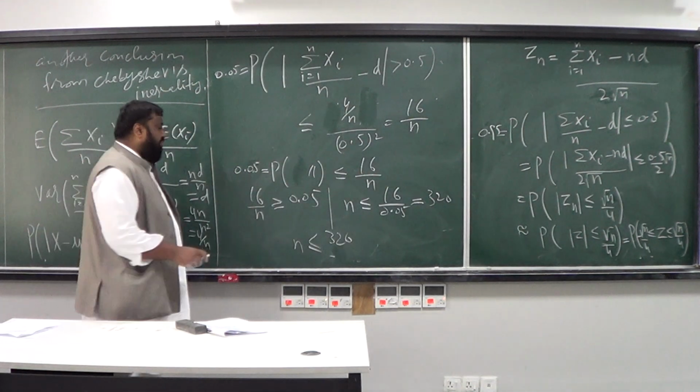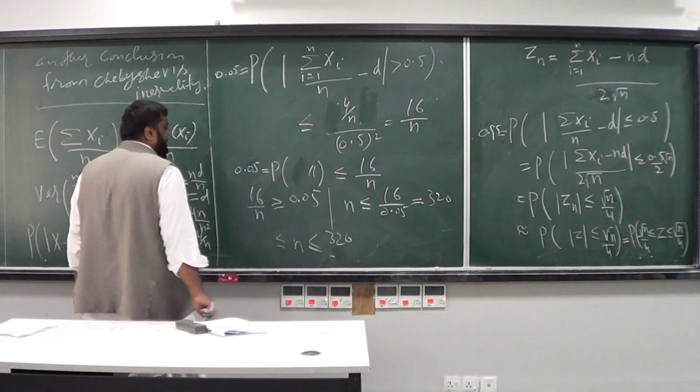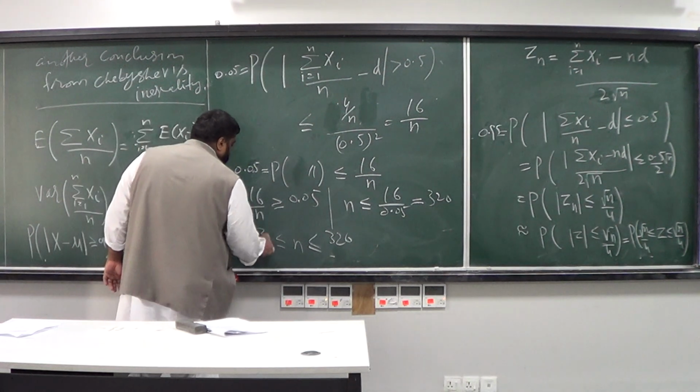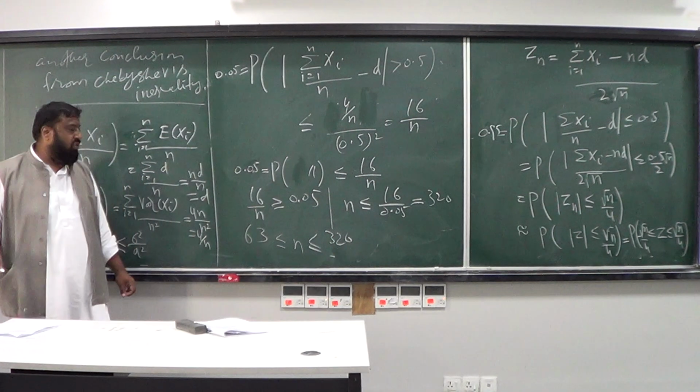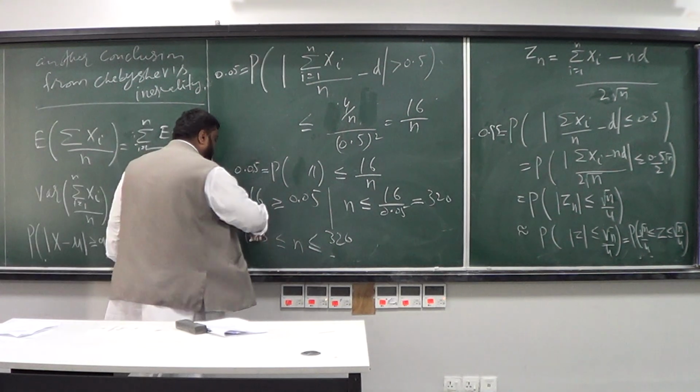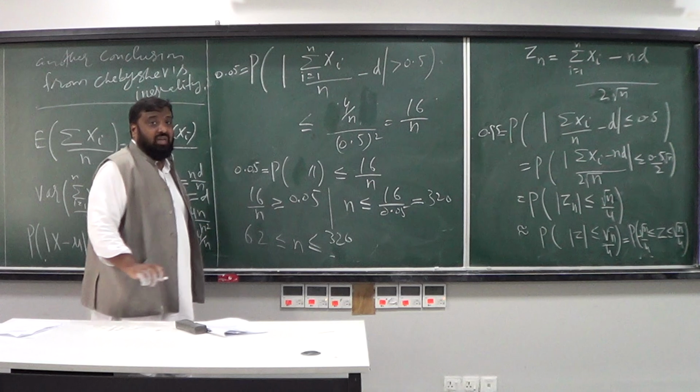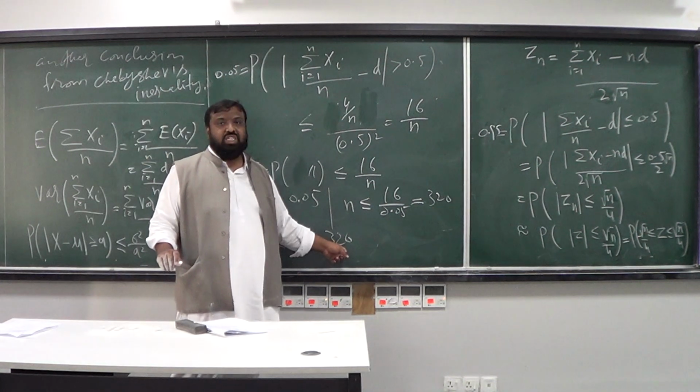So from one side, the central limit theorem gave you a bound that your number of observations should be bigger than or equal to 62, but they should not go beyond 320.